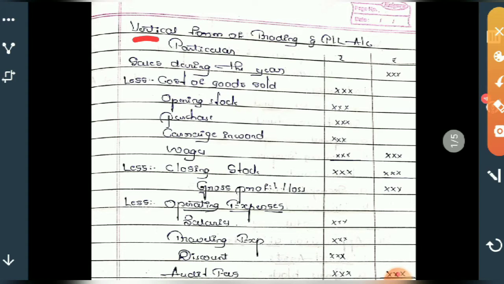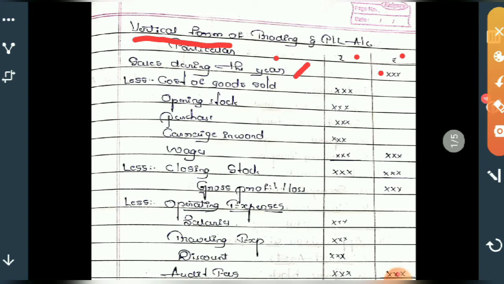First, the heading of the format, vertical. Then particulars, amount, inner column and outer column you have to take. Then first, sales during the year you have to take. That will be given in the problem. So the total amount of sales you have to take in the outer column.